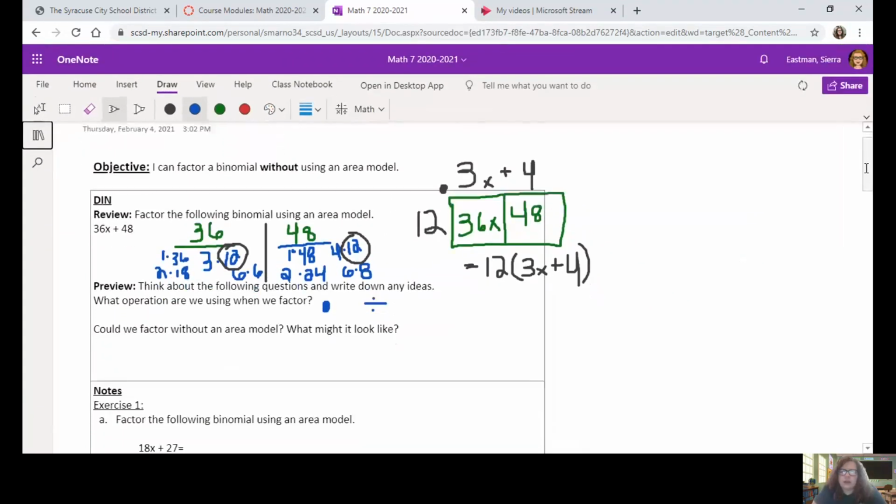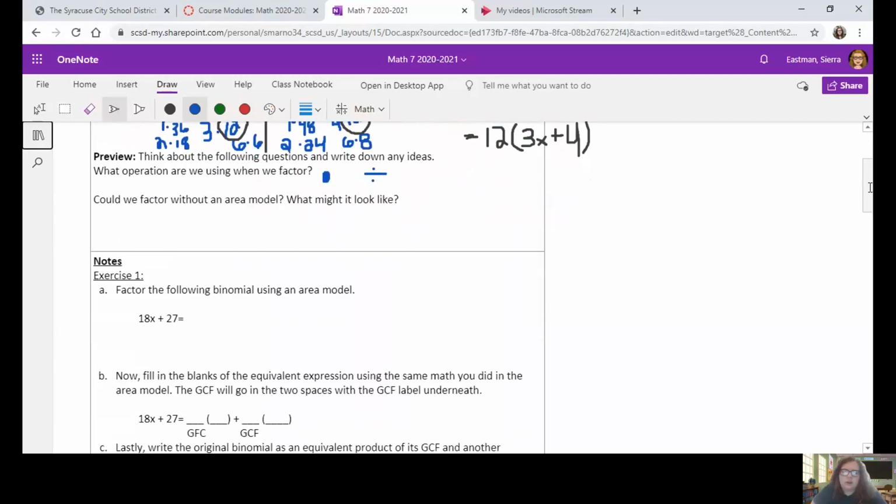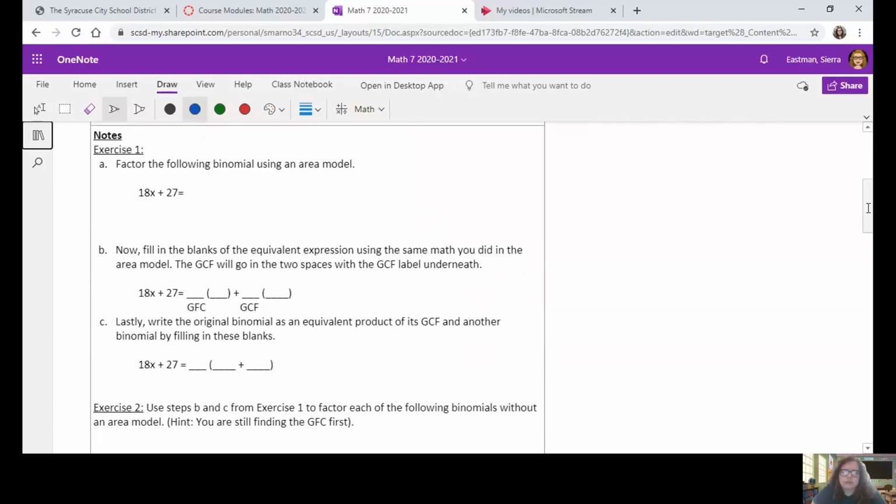And then I'm actually going to leave this part of our preview blank. We're going to learn some of the steps for factoring without an area model. We're actually going to see what that looks like throughout our next exercise. So let's go down to exercise 1, and part A is telling us to factor how we already know how to factor. Use that area model one more time so that we can see what happens with this 18 and 27.